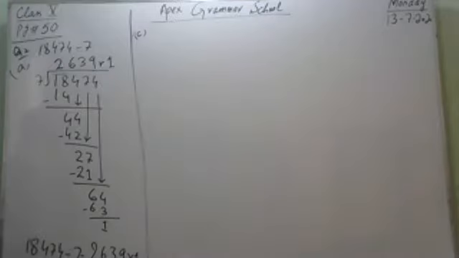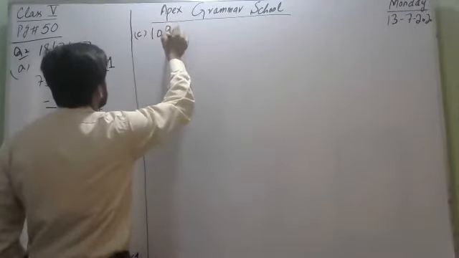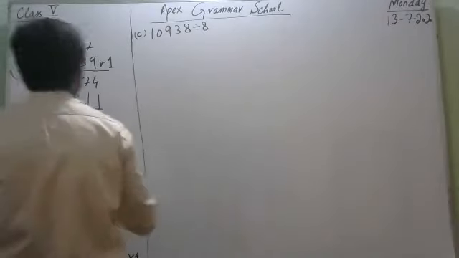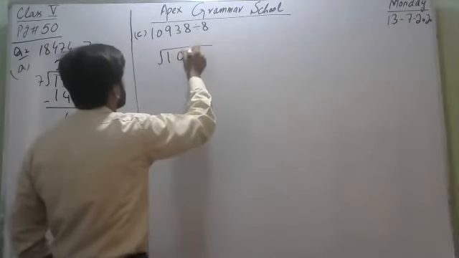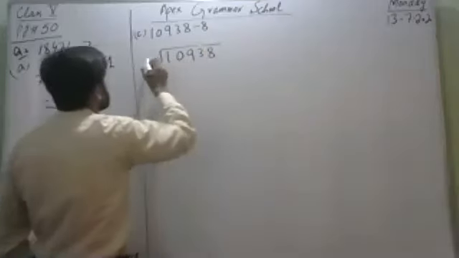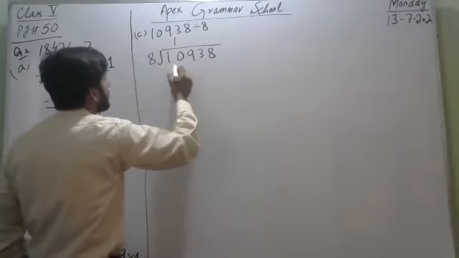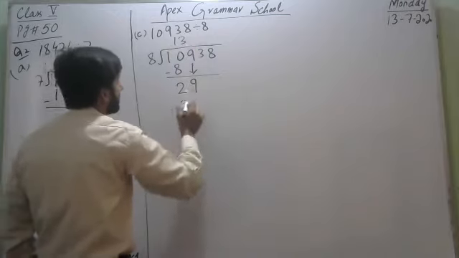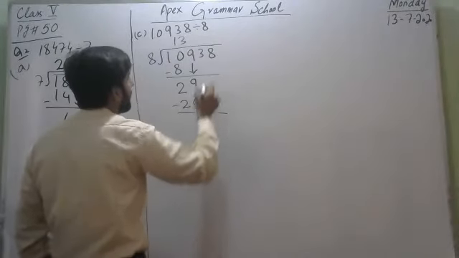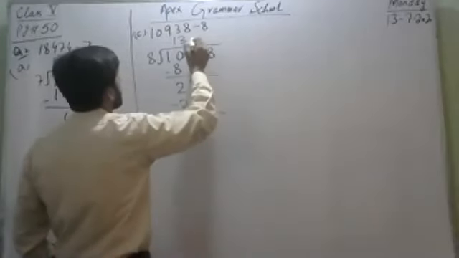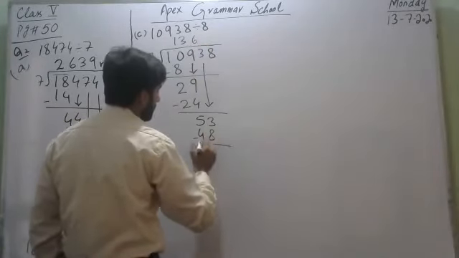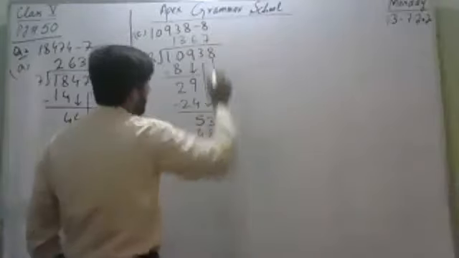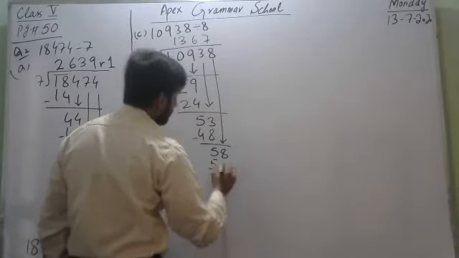C part is 10938 divided by 8. Eight ones are 8. 2, 9 will come down. 8 3s are 24. 5, 3 will come down. 8 6s are 48. 5, 8 7s are 56. 2 remainder.